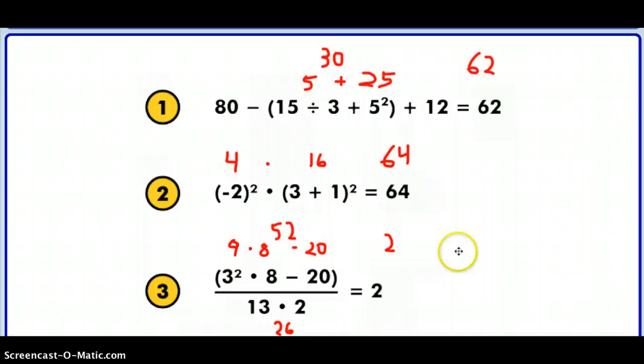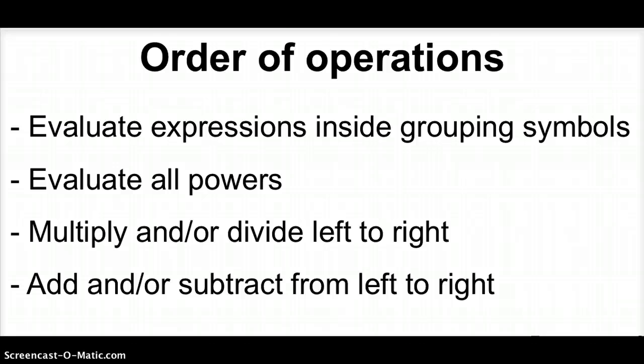Again, if you just follow those rules that we looked at, and I'll just go back to them once more quickly. For the order of operations, first you're going to evaluate expressions inside the grouping symbol, so inside the parentheses, inside the brackets. Next, you evaluate all the powers, so you're looking for the exponents there, and you evaluate the terms with those. Then you're going to multiply and or divide left to right. So if you see multiplication first, you go with that first. If you see division first, you go with that first.